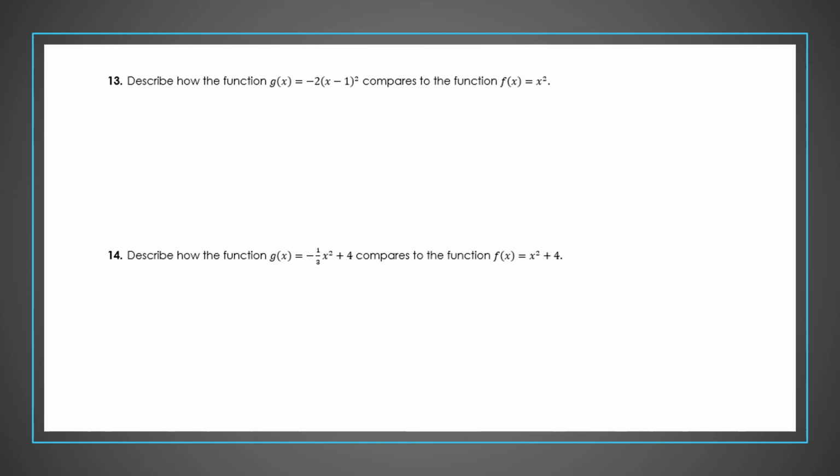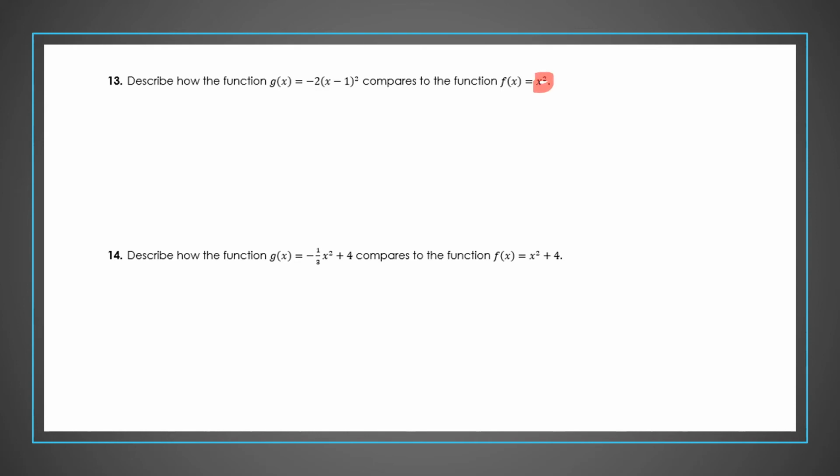On 13 and 14, we're looking at our transformation rules and deciding how the graphs compare to a specific function. So in 13, it says describe how the function g of x equals negative 2 times (x minus 1) squared compares to the function x squared. So let's first of all see how they're different. So we started with x squared.